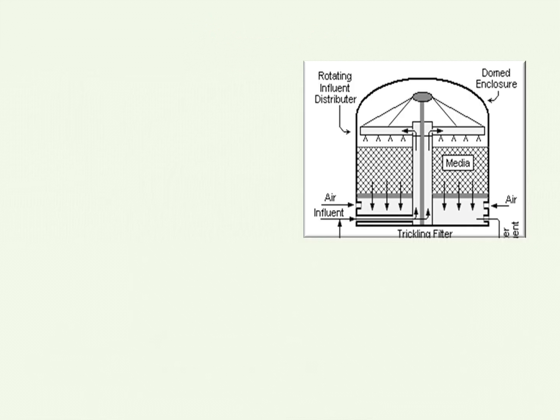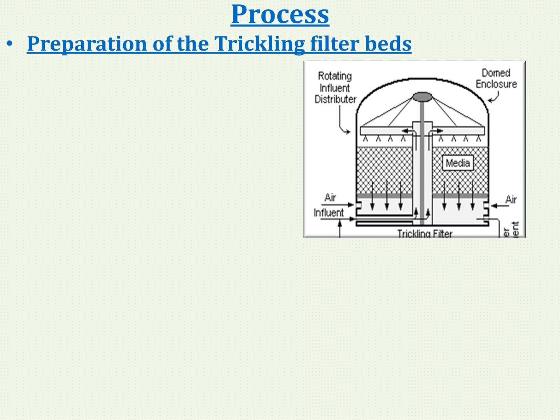Well, now on to the real process of aerobic oxidation. Well, this process happens, let us say, in 3 steps. First is the preparation of the filter bed. Second one is the introduction of the sewage. And third step is the aerobic oxidation. Well, let us start with the first one, that is preparation of the trickling filter bed.